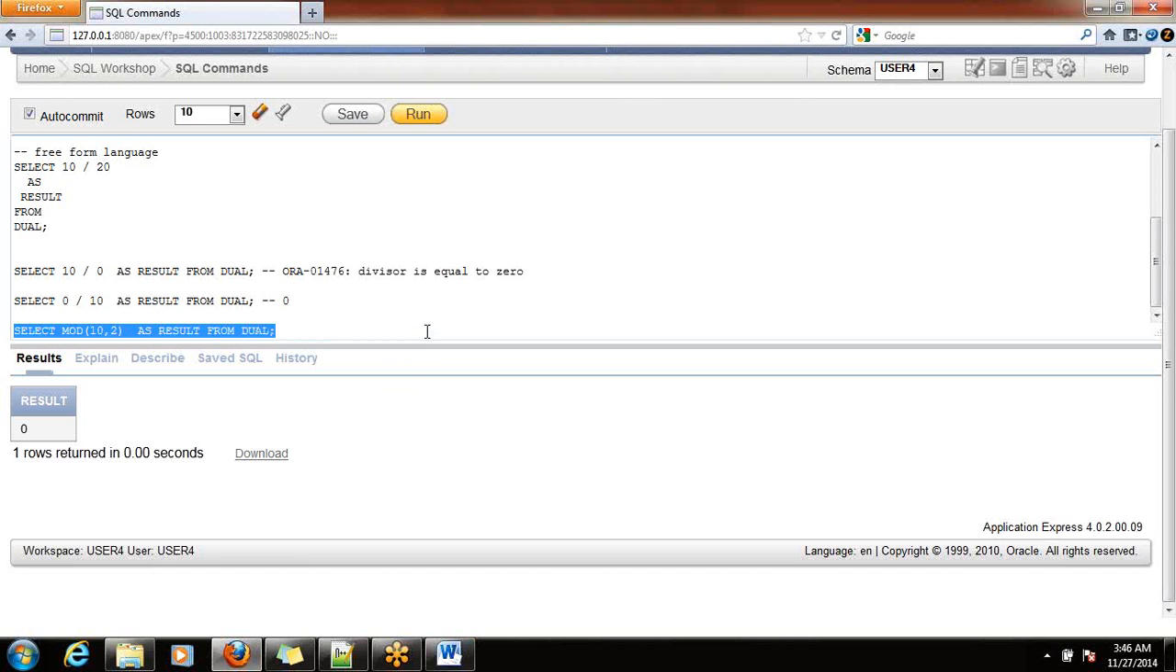What does remainder mean? Look here, when you use this slash, it divides and gives the quotient. And here is modulus, MOD. It's a remainder kind of thing.